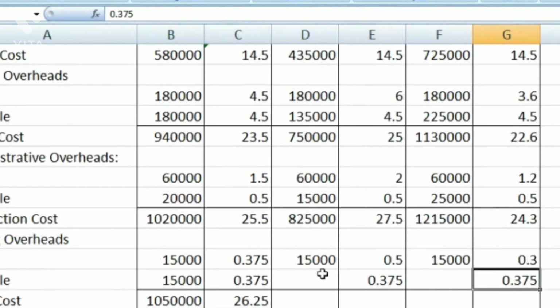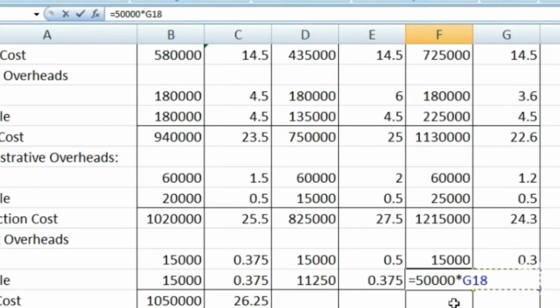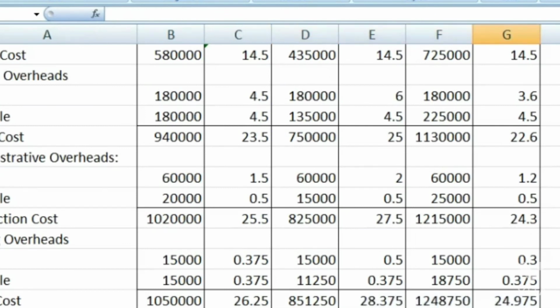And here multiply 30,000 by this, and here also 50,000 multiply by this amount. It is correct. Now make the total of this and the same kind of total here also. So this is your flexible budget, right?